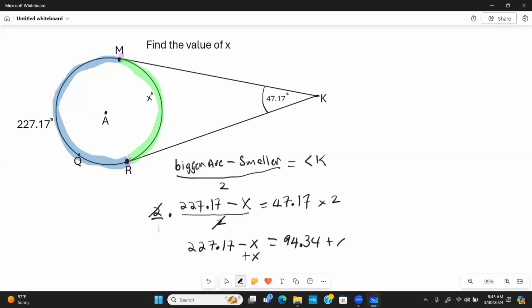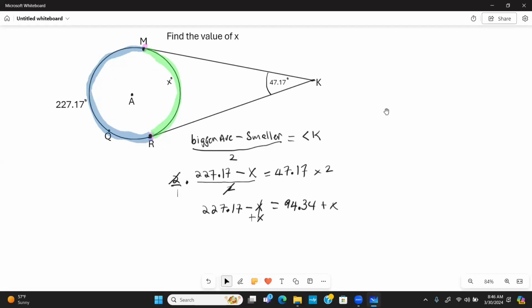To finalize this, I'm going to add x to both sides, so I'll have a positive x. And then I'm going to subtract 94.34 from both sides. So I'm having 132.83 is equal to the value of x. All right, so that's question 1. Let's focus on another question.